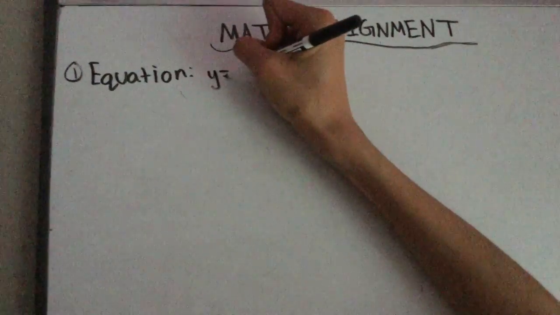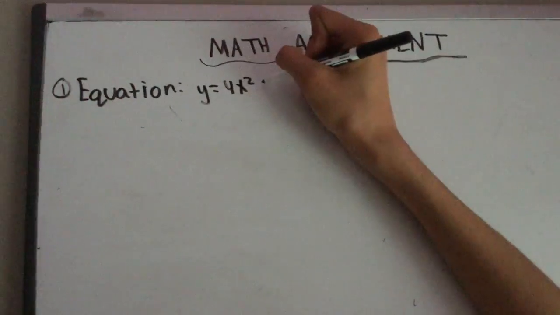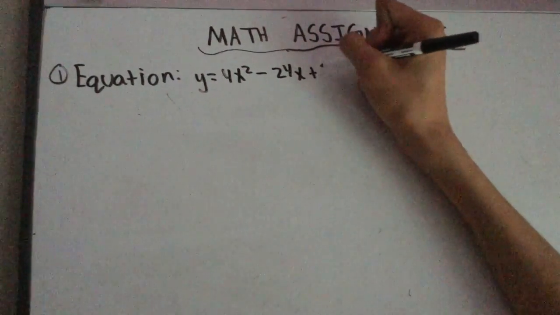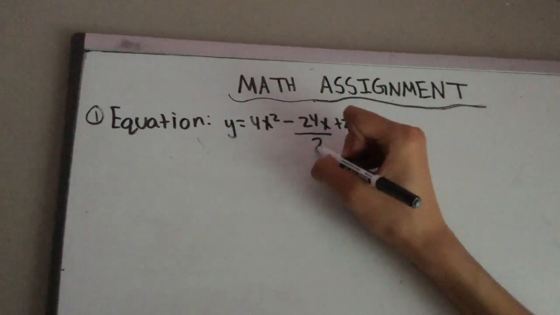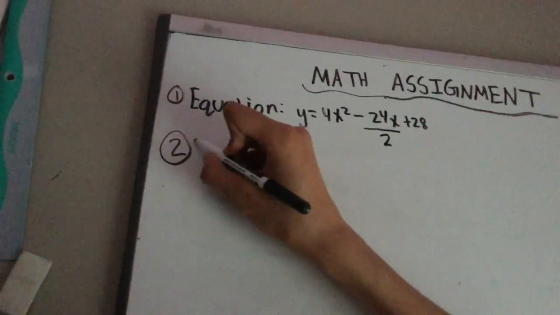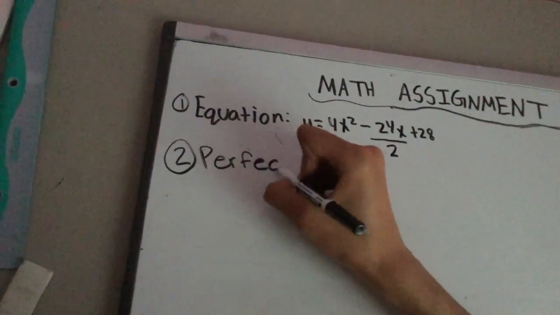So the equation that I chose to write was y equals 4x squared minus 24x plus 28. And for now, we must divide negative 24x by 2. And then step 2 was a perfect square binomial.